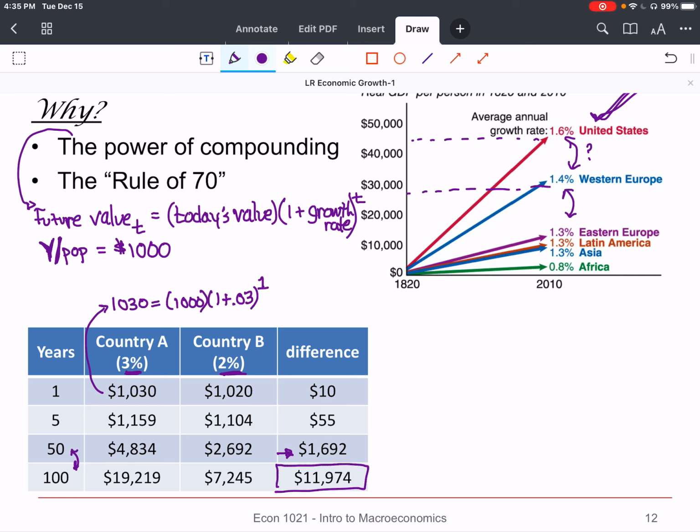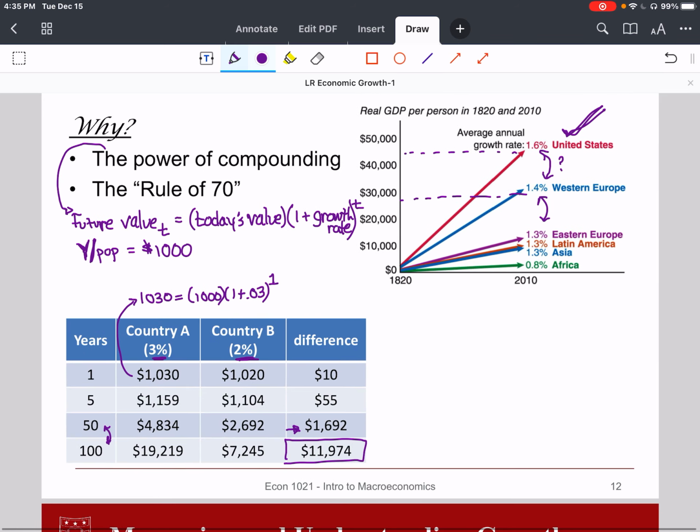In 100 years, per capita income is nearly 3 times bigger in country A than in country B, despite the fact that they start off with just 1 percentage point difference in their growth rates. And so we can see this again showing up in the performance for the United States versus some of the other regions of the world.